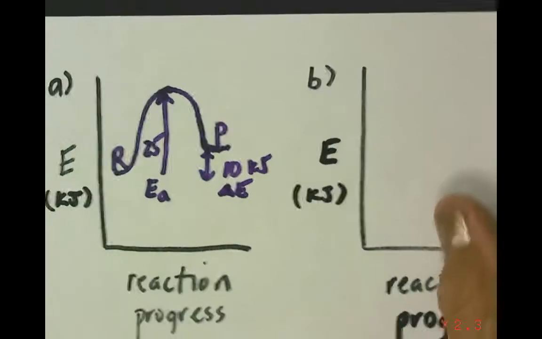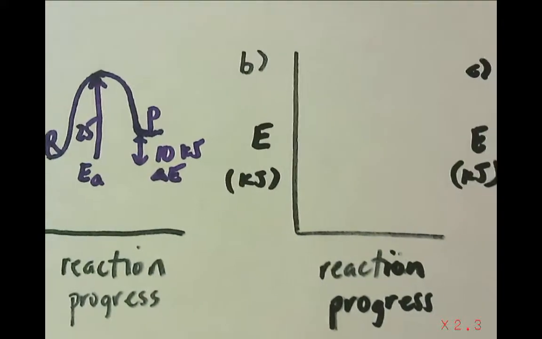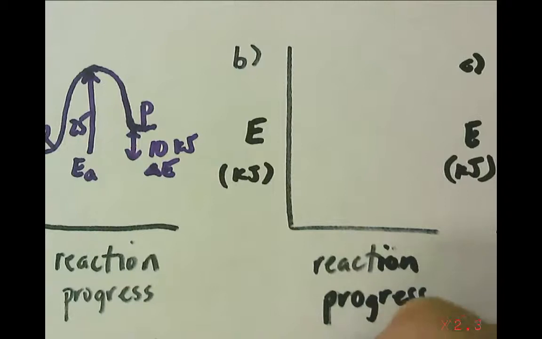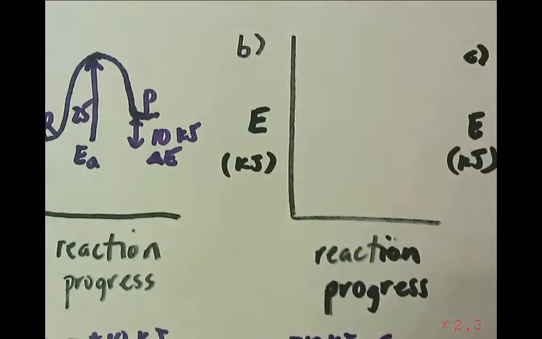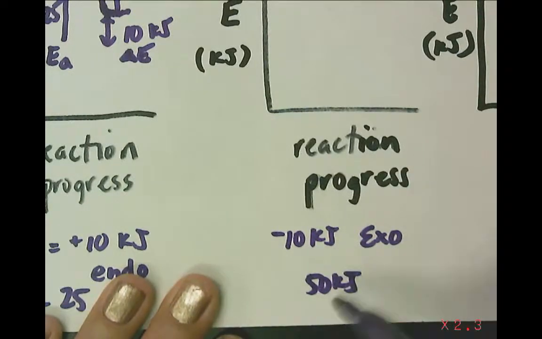All right, case B now is showing an energy profile where we have a negative 10, so that means the energy's been released. So negative 10 kilojoules means exothermic. And then we have 50 kilojoules for our activation energy. So negative 10 exothermic, 50 kilojoules.